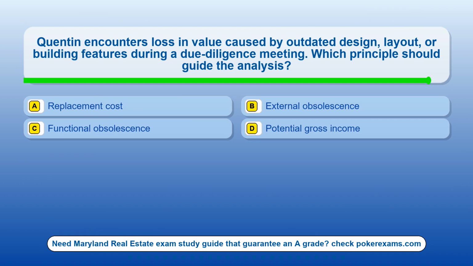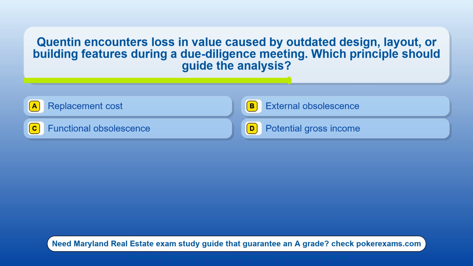Question 25. Quinton encounters loss in value caused by outdated design, layout, or building features during a due diligence meeting. Which principle should guide the analysis? Option A, replacement cost. Option B, external obsolescence. Option C, functional obsolescence. Option D, potential gross income.